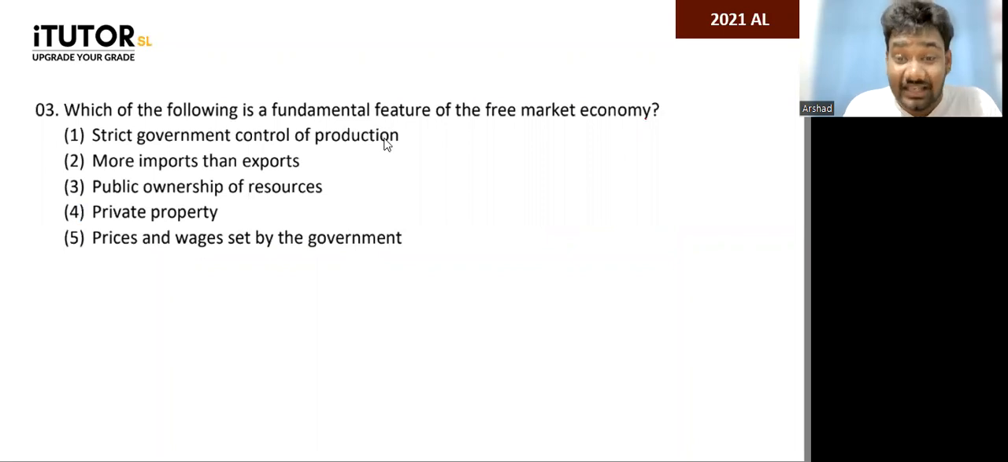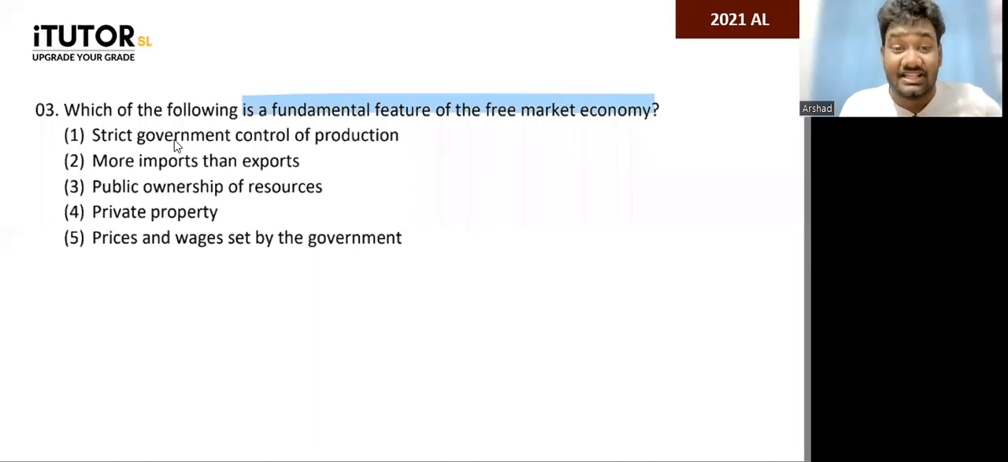Which of the following is a fundamental feature of a free market economy, right? Fundamental again means main feature of a free market economy. I think it's very easy, guys. The options are: strict government control of production, more imports than exports, public ownership. That means the government, guys, remember, public doesn't mean general public. Public means government, right? Public ownership of resources, private property, prices and wages set by the government. What do you all think? Fundamental key feature of a market economic system.